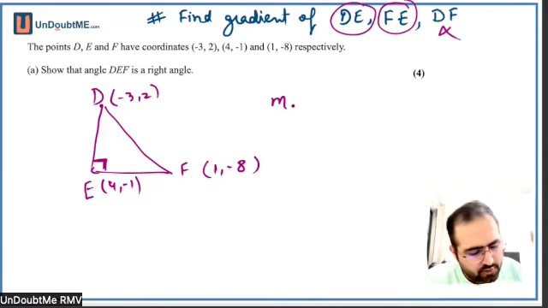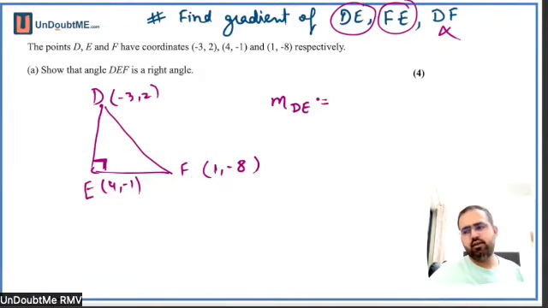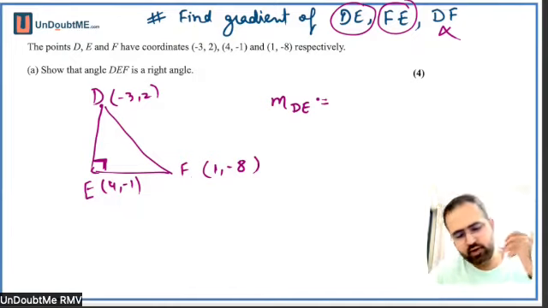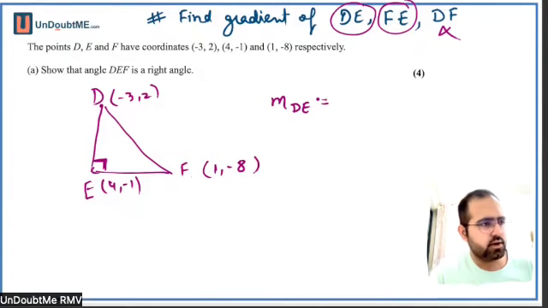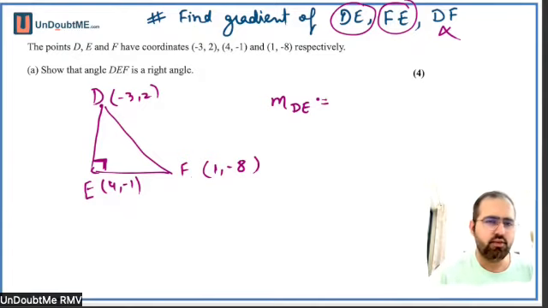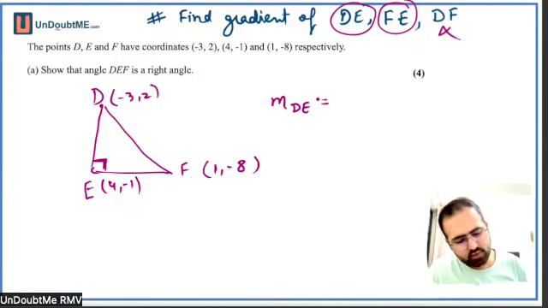Okay, so gradient of DE. How to find the gradient? Are you guys aware of that? y2 minus y1 divided by x2 minus x1. Correct. Very good. So we also know that as rise over run. We also call it (y2 minus y1) by (x2 minus x1). Do it.